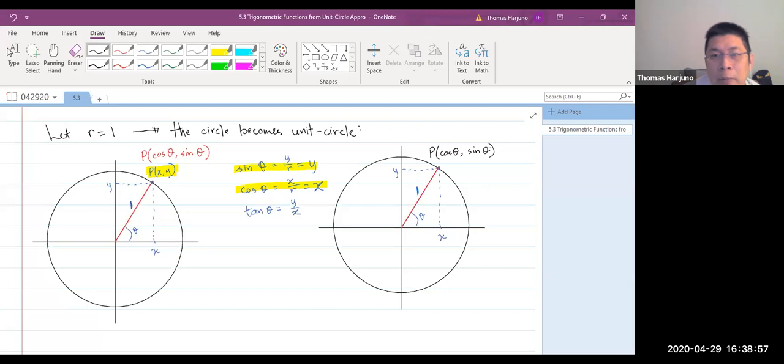Now, for example, if I go on further, saying that this theta is actually 60 degrees, if I change this theta here to 60 degrees, then the value here becomes cosine 60 degrees and sine 60 degrees. And we know the coordinate P therefore is cosine 60 degrees, 1/2, and sine 60 degrees, radical 3 over 2.